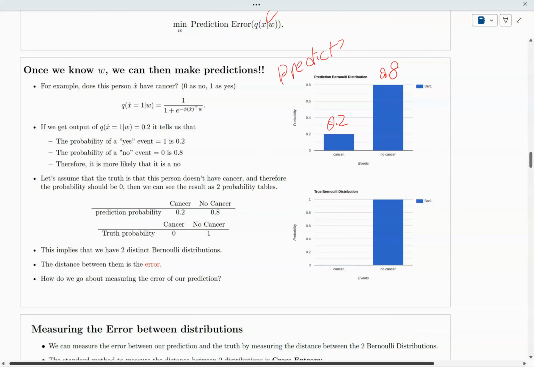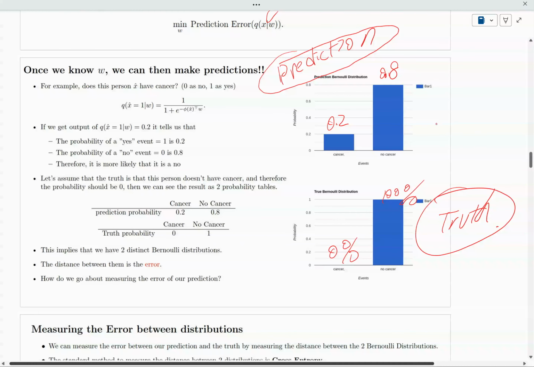So we're making a prediction that the outcome is some kind of Bernoulli distribution, right? But there is also the truth. Let's say the truth is that the person does not have cancer. Therefore, the truth is saying 100% no cancer and 0% cancer. So this is the truth, right? Therefore, the difference between prediction and the truth is what we call the error.